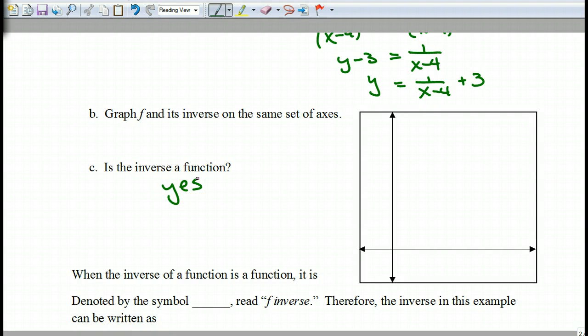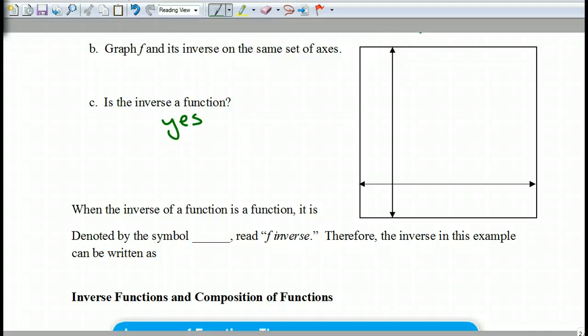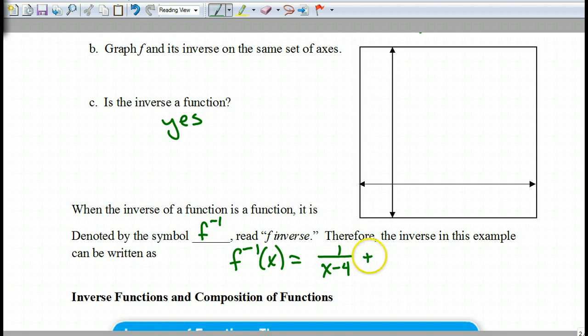Looking down below, there's a couple little things I want to add to what we're talking about today. When the inverse of a function is a function, it is denoted by the symbol f of negative 1, and you read it as f inverse. Therefore, the inverse in this example can be written like this: f of negative 1 of x equals 1 over x minus 4, plus 3. So the inverse of f of x can be written this way.